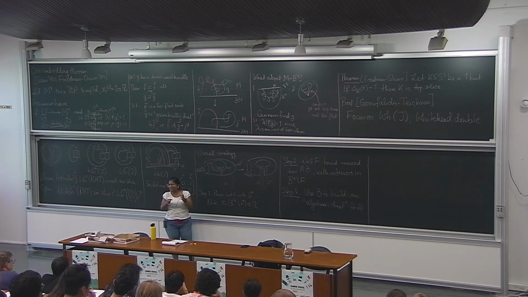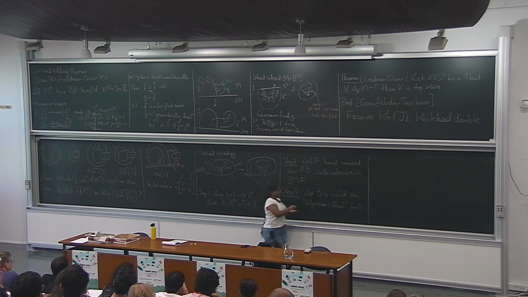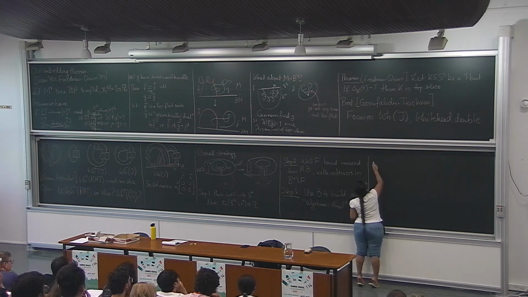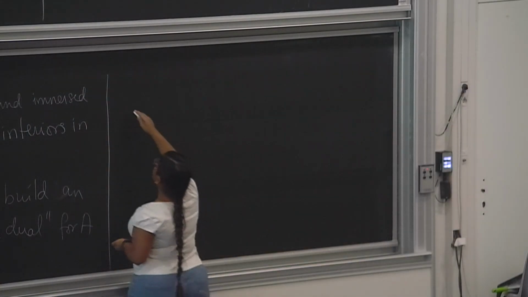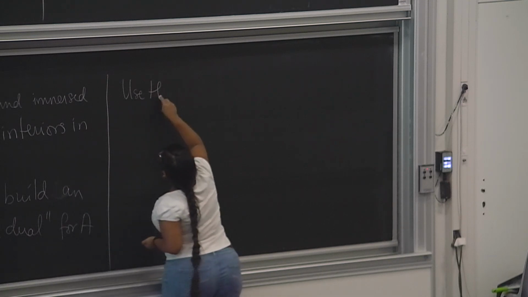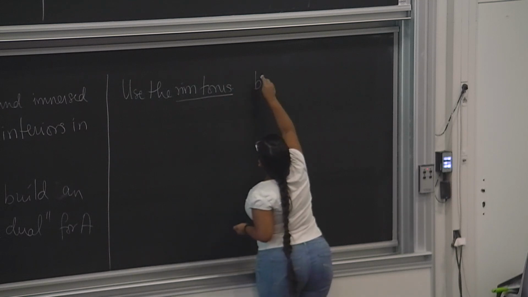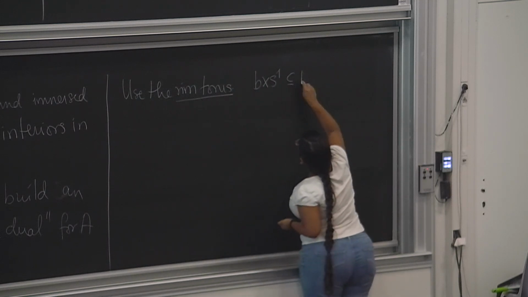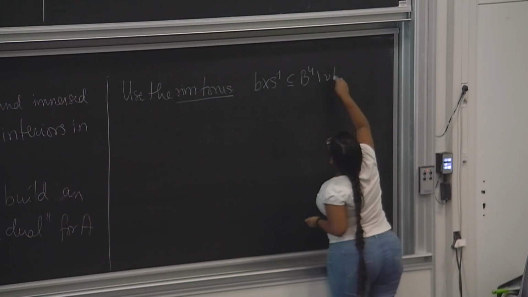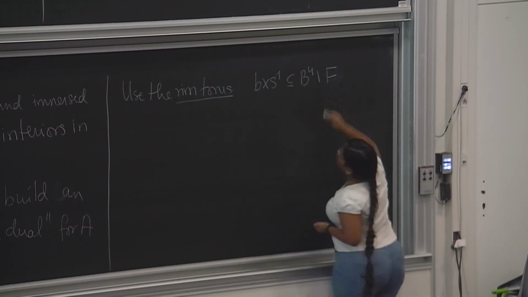Okay, that was very confusing. In this picture, you see a B cross S0 in the complement of F, and I'm telling you that because we're in dimension 4, you actually have a B cross S1. So there's something called the rim torus. This is step 3 still. Use the rim torus, B cross S1, living in the complement of this surface.